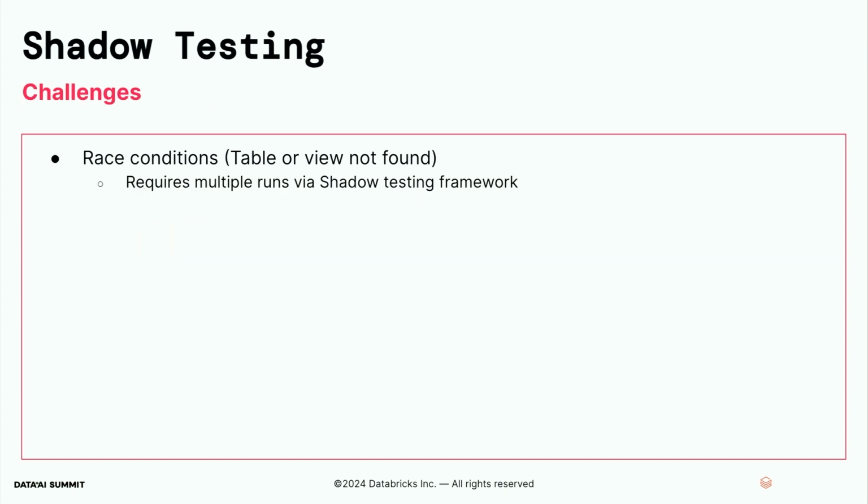So these kind of failures were intermittent, so we did not really solve them. We just ensured that we had enough runs of these payloads via shadow testing, and as soon as we got a couple of successful runs, we migrated the payload.